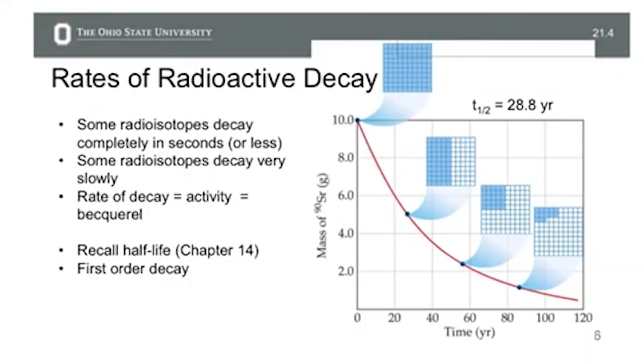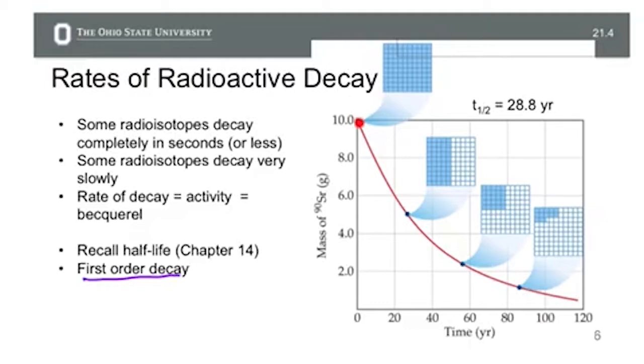Conveniently, radioactive decay all follows a first-order decay reaction. So if we have some strontium-90, mass of strontium-90 on our y-axis in this plot, and time on the x-axis, you'll see that the half-life is 28.8 years. That's something that has been determined.